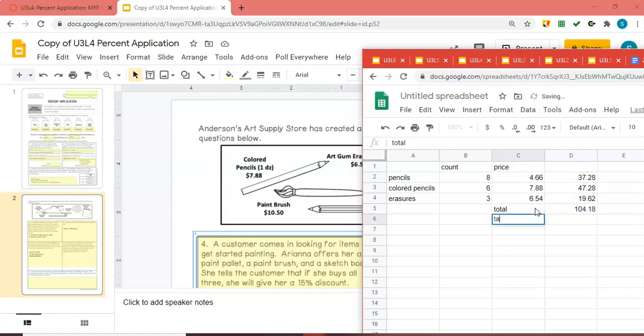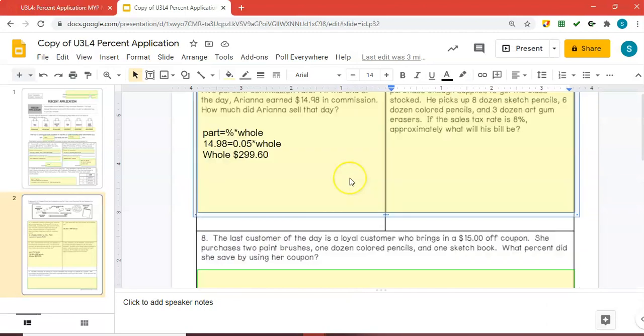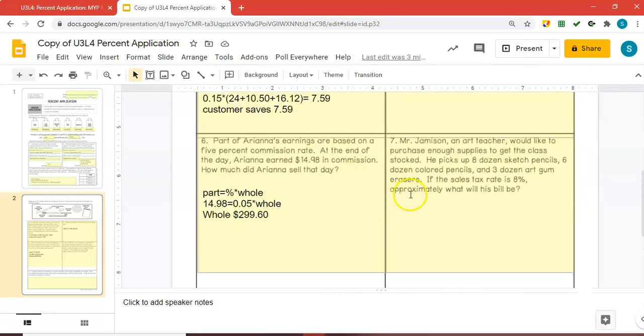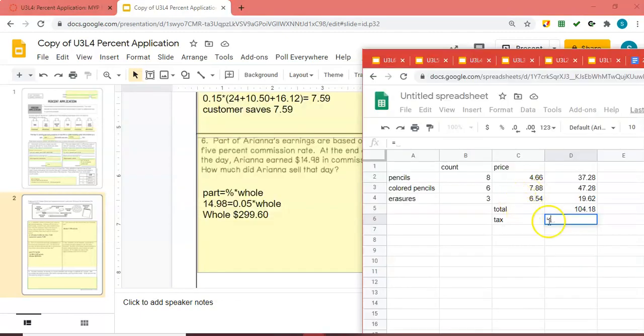Now we still have to find our tax. So remember, our tax equals, was it 7% or 8%? Let's see. So I'm going to go back here to look at our problem. Our tax was 8%. Right? So it's 0.08 times that number there. So if we take our total plus our tax, that's going to be our grand total. And it should be approximately $112.51. Alright?